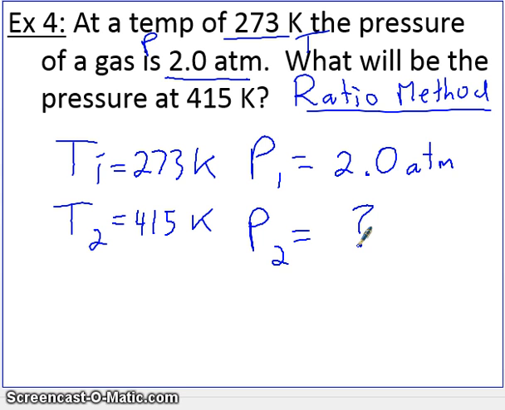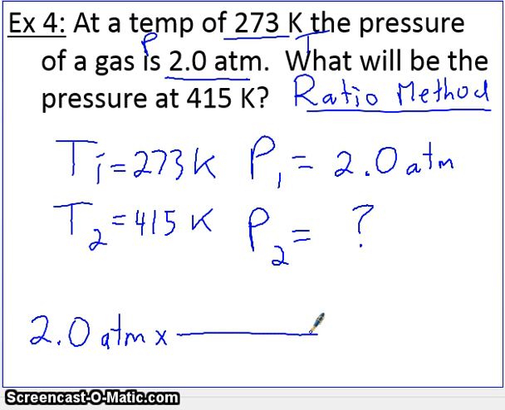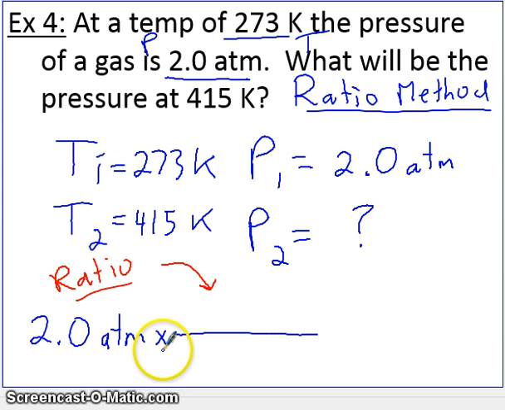The way to use the ratio method is we will begin with the pressure we're solving for. We'll begin with the first pressure, 2.0 atm, and then we will multiply this by a ratio. And this is why we call it the ratio method. This kind of looks like what we do when we convert, but it is not. We will multiply this by the ratio of the temperatures, because the temperatures are going up. From Gay-Lussac's law, we know the pressure must go up. So this pressure must be increased.